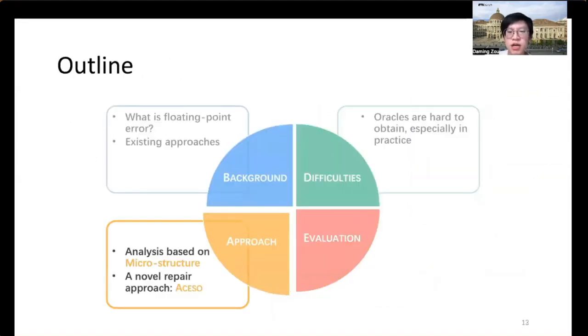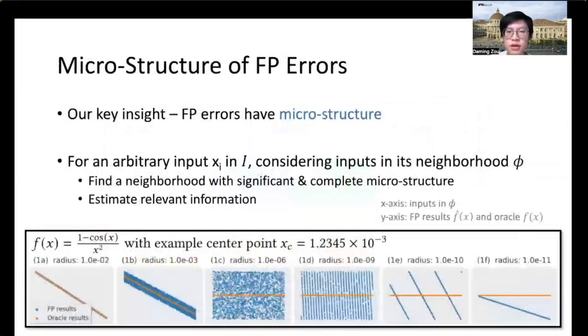In the third part, we're going to introduce the concept of microstructure for floating point errors and introduce our approach, Acesso, based on microstructure. Here comes the key insight of our work, the microstructure of floating point errors. For a given program and a given input, we notice that microstructure shows up under a certain neighborhood. The figure here shows different neighborhoods for the same input.